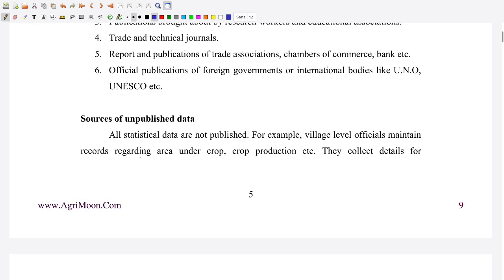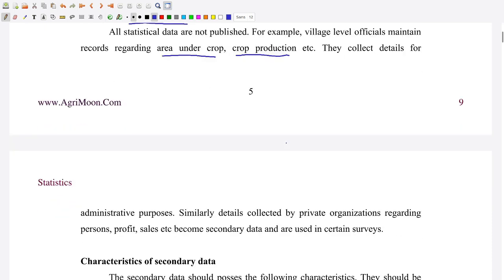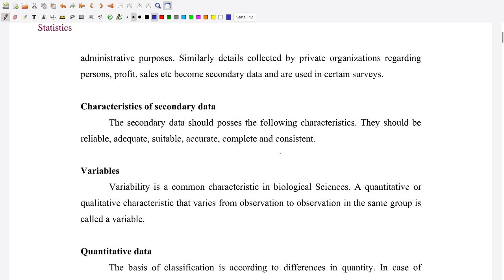And moreover, you could also get secondary data through unpublished sources of data. For example, you could go to some authority in some village or urban city regarding what is the area under a certain crop, or what is the crop production happening in that area. So you could collect the data through them. Secondary data should have the following characteristics. They should be reliable, adequate, suitable, accurate, complete, and consistent.